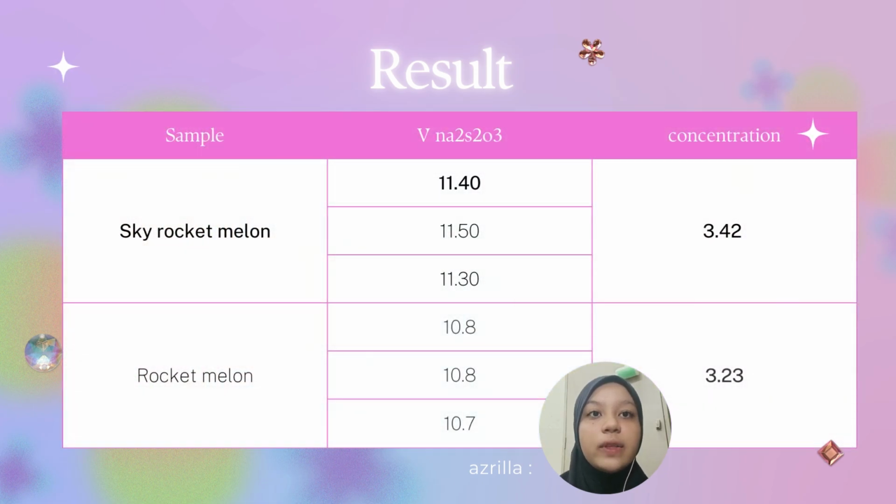Next are the results of the titration. The average concentration of ascorbic acid was calculated from the 3 different volumes of the sodium thiosulfate. Based on the results, the concentration of ascorbic acid in the skyrocket melon is 3.42 and for the rocket melon is 3.23. It was clear that the color of the fruit flesh affects the difference in the vitamin C content between two varieties of melon fruits. The flesh of the rock melon is orange, whereas the flesh of the skyrocket melon is greenish yellow. The average ascorbic acid content of the skyrocket melon is higher than the rock melon.